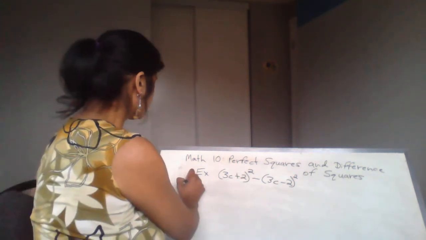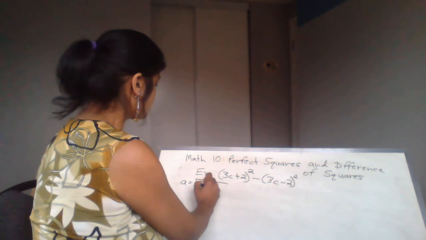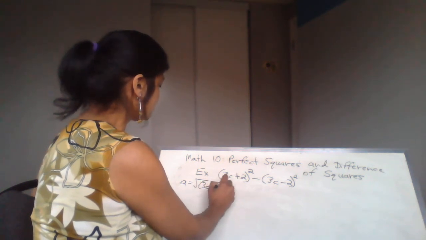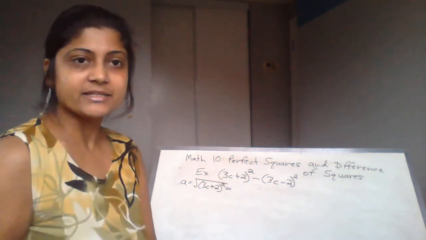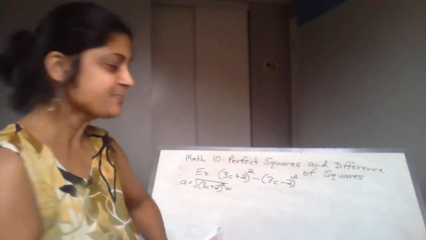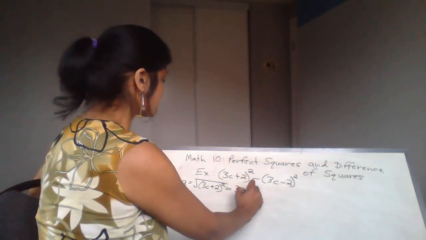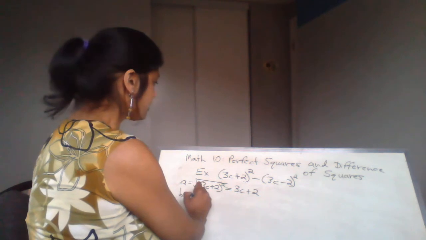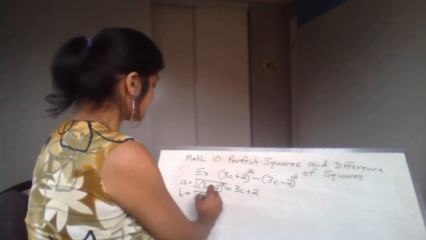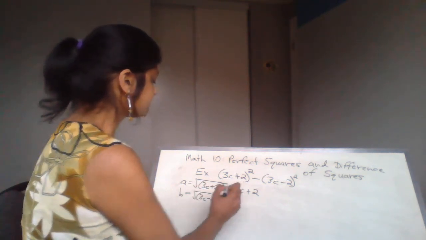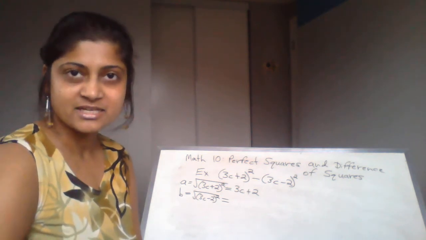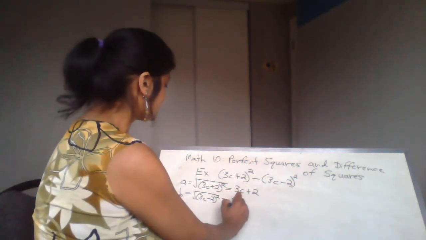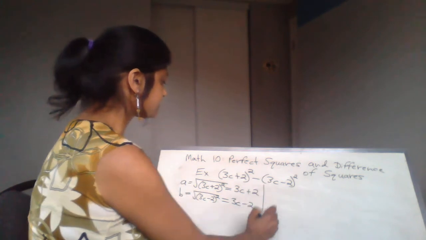So again, let's do the value for a. So the square root of 3c plus 2 squared, okay? And again, the squared sign is just going to cancel out here. I am left with 3c plus 2. And for the b value, we're going to do the square root of 3c minus 2 squared. Okay, the squared sign is going to cancel out, and I am left with 3c minus 2.